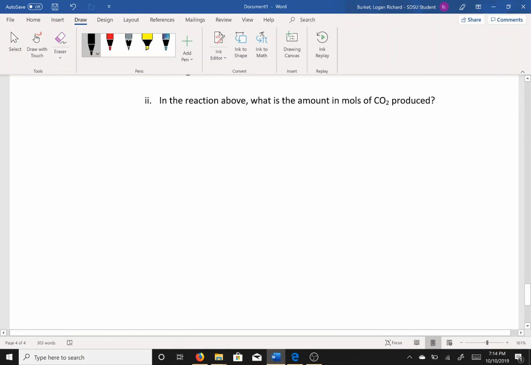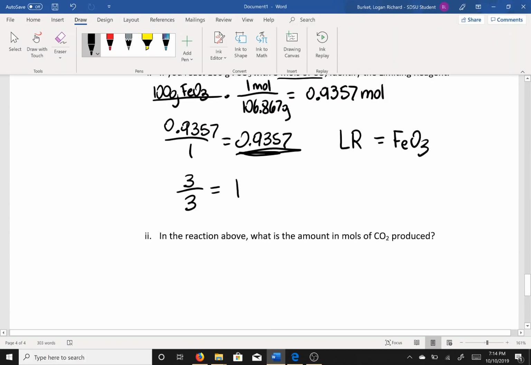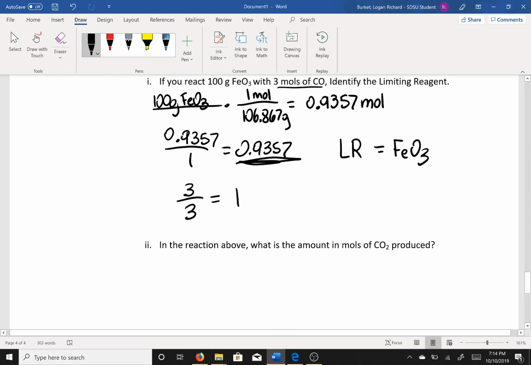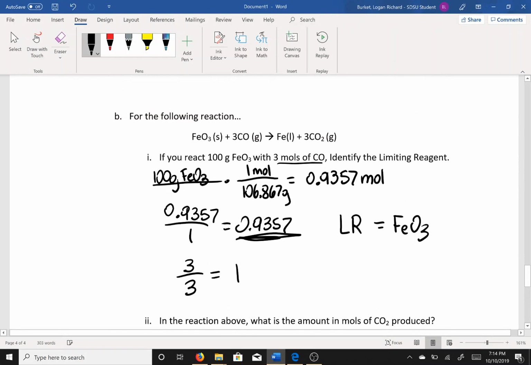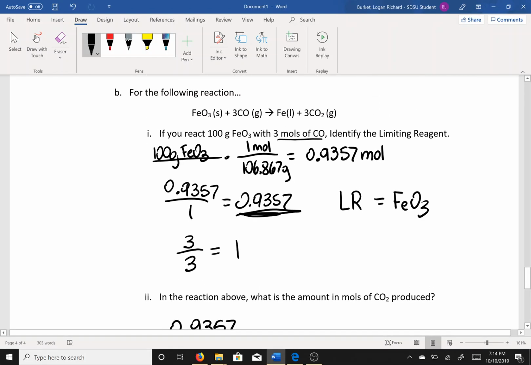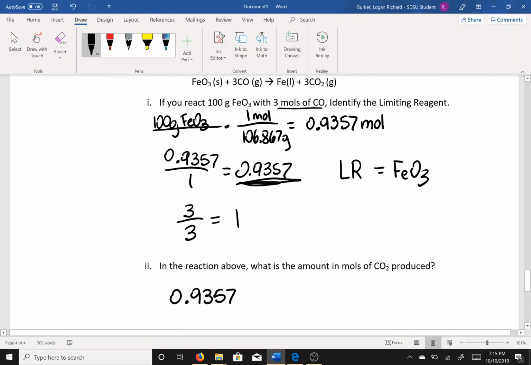And now the second one asks us the moles of CO2 produced from that. So we know the moles of FeO3 that are going to be used in this reaction. So basically the limiting reagent tells us which one's going to run out first. So basically that's the amount of products that are going to be produced. So even though there is CO left over, it can't react with anything, so it won't produce products. So we use that to calculate the amount of products formed.